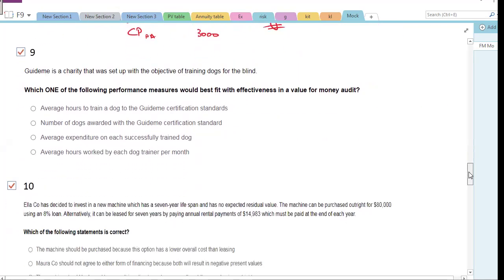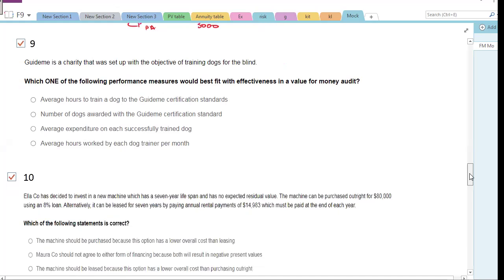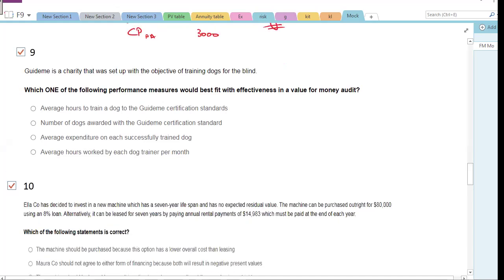Let's see the next one. So calculation was there, but I don't think it was too long, right? I think within 3 minutes it can be done. I may have taken a little bit longer because I'm trying to explain it to you. You don't have to explain it to anyone in the real exam. Now let's see the next one.